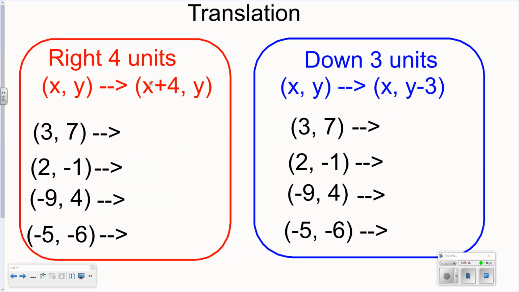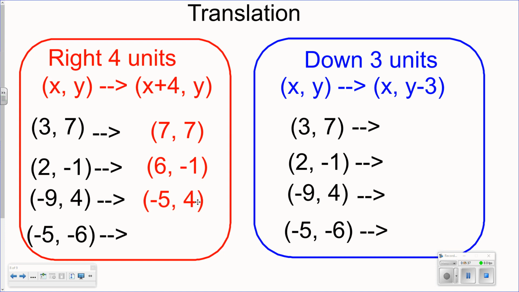Here we're given the rule that says x plus 4. That means we have to add 4 to the x, and the y stays the same. So 3 plus 4 is 7, and y stays the same. This one, 2 plus 4 is 6, y stays the same. -9 plus 4 is -5. -5 plus 4 is -1.